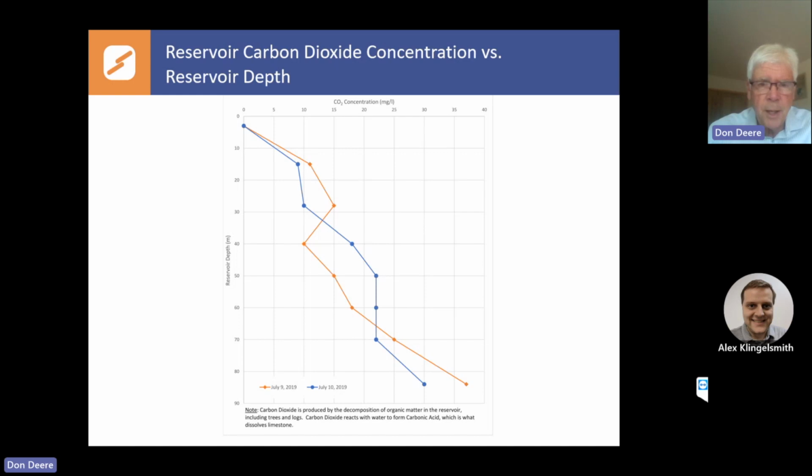And that carbon dioxide reacts with water to form carbonic acid, and it's the carbonic acid and the fact that this was very soft water. It had very little calcium carbonate within it to get this kind of rapid dissolution.